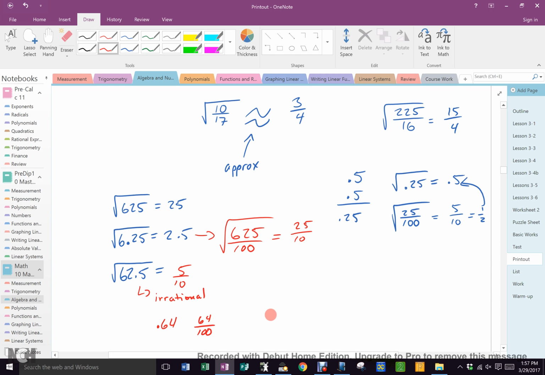What if there's 3 decimal places? 0.729. Does that have a square root? Or a cube root, I mean? No, square root. Does it? What is that if it were a fraction? It would be 729 over what? 1,000. Does 1,000 have a square root? No, because it's got 3 decimal places, right?